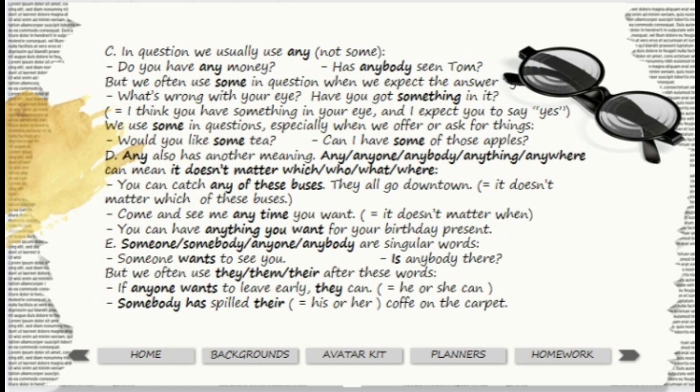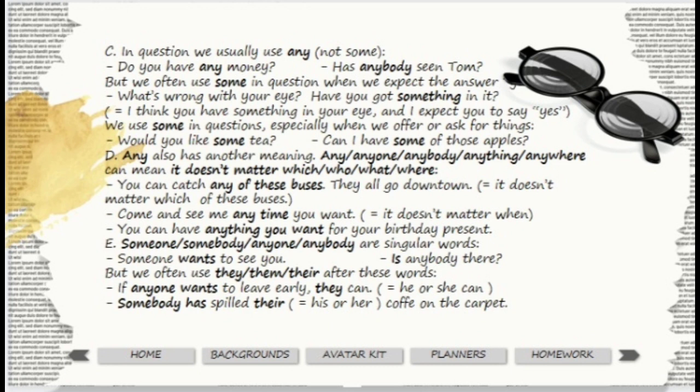E. Someone, somebody, anyone, anybody are singular words. For example, someone wants to see you. And the other example: is anybody there? But we often use they, them, or their after these words. For example, if anyone wants to leave early, they can. It means he or she can. The other example: somebody has spilled their coffee on the carpet. It means his or her coffee.